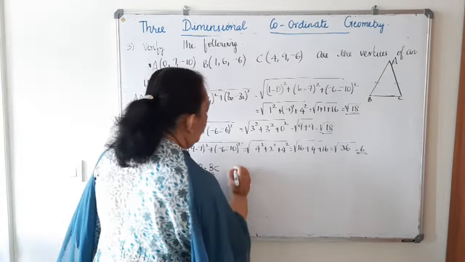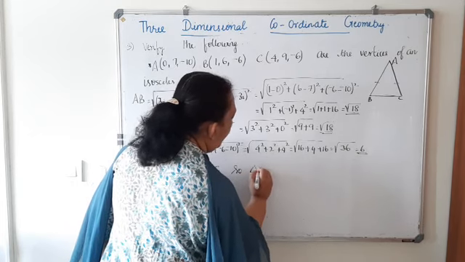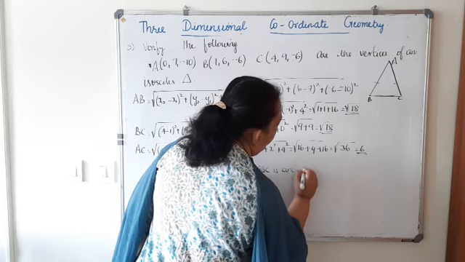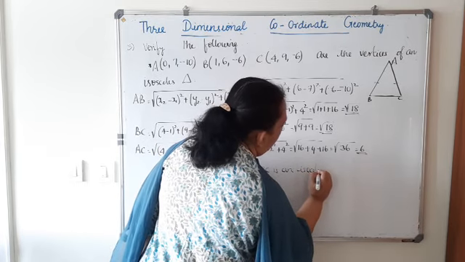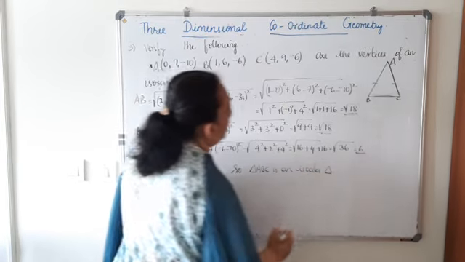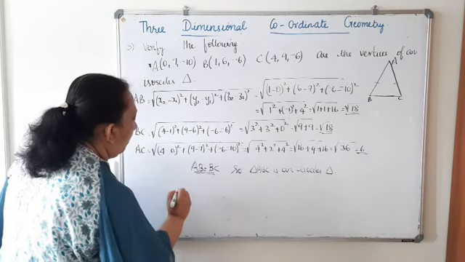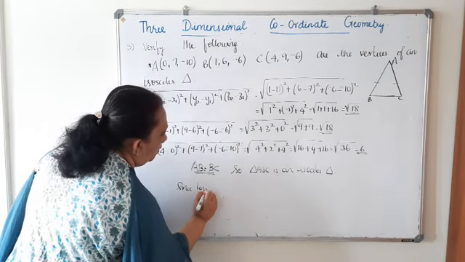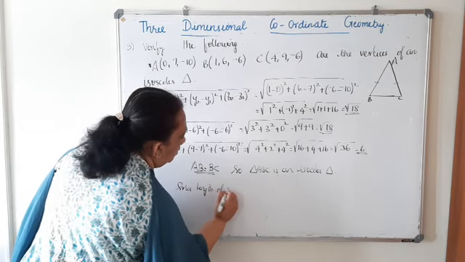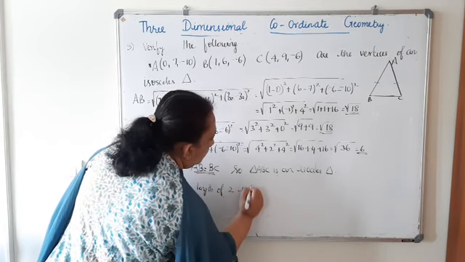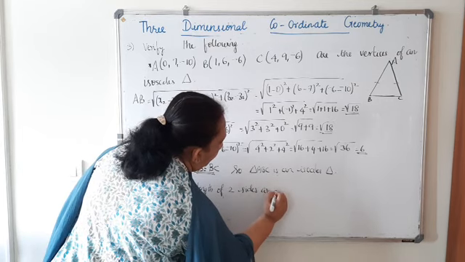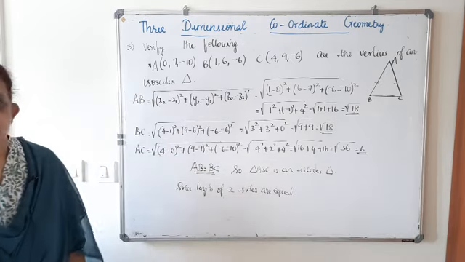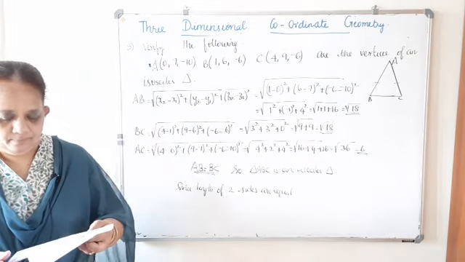So triangle ABC is an isosceles triangle, since length of two sides are equal. It is an isosceles triangle.